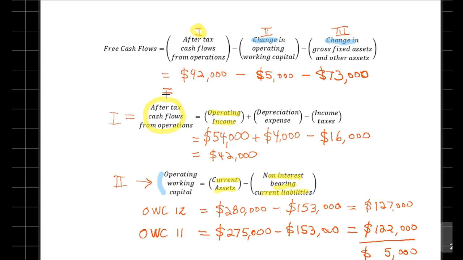And we can come up with our very first figure. Our free cash flows would be simply 42,000 minus 5,000, 37,000 minus 73,000, so that would be minus $36,000. This is the final figure we have for our free cash flows, so we need to make note of this. Now we can move on to the second part of this video. We will move on to financing cash flows and see if those two match with opposing signs.